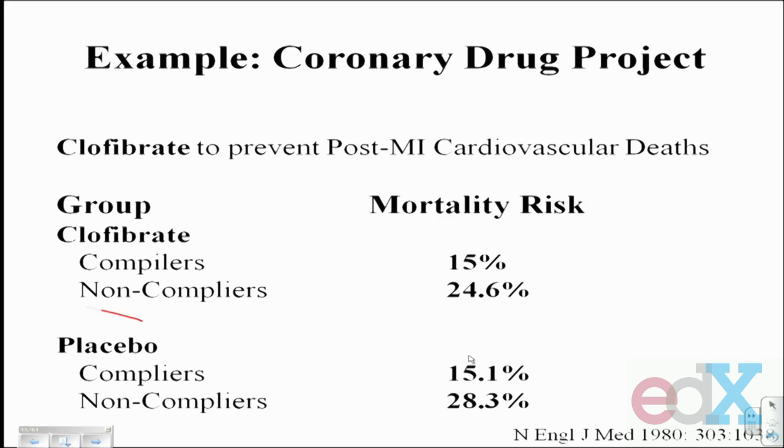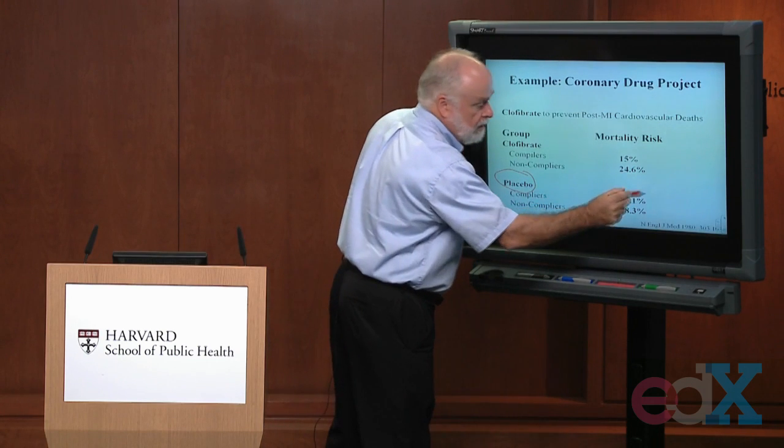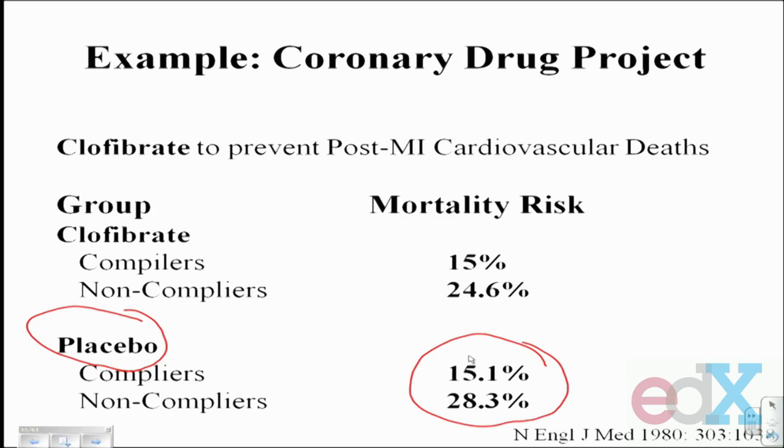The problem is they also did an analysis just looking at the people who were taking the placebo. Now remember, the placebo has no biologic effect on this outcome. It's just a pill with no active ingredients in it that should not affect your chances of dying. In the placebo group, they asked the individuals, did you take the pills that were assigned to you or not? Some were compliers, some were not compliers. These individuals did not know that they were taking a placebo. But look at the outcomes among the compliers and among the non-compliers. It's almost the same as what we saw among compliers and non-compliers in the active treatment group, the clofibrate group.